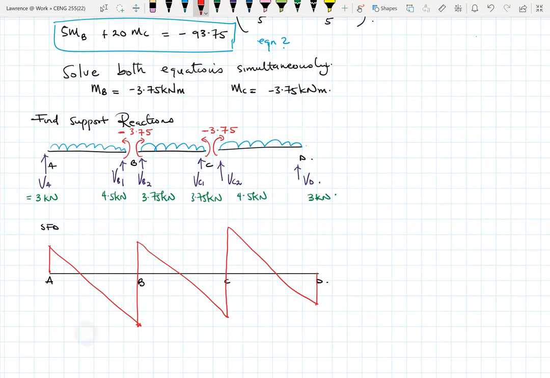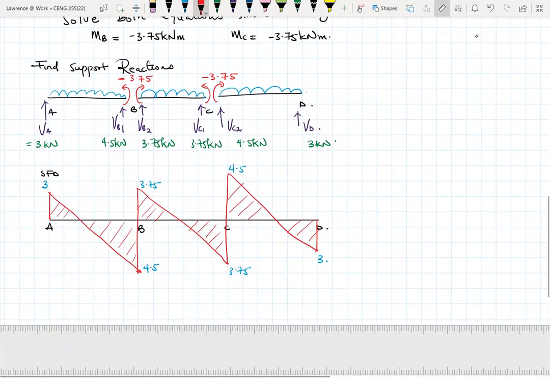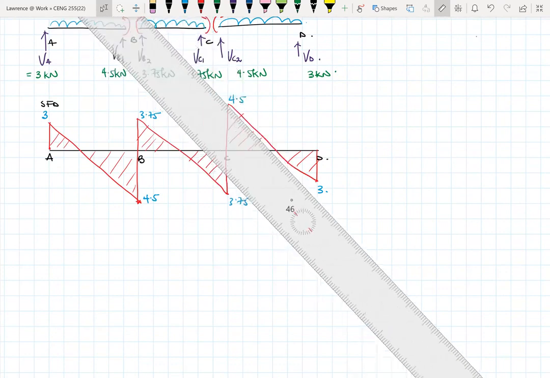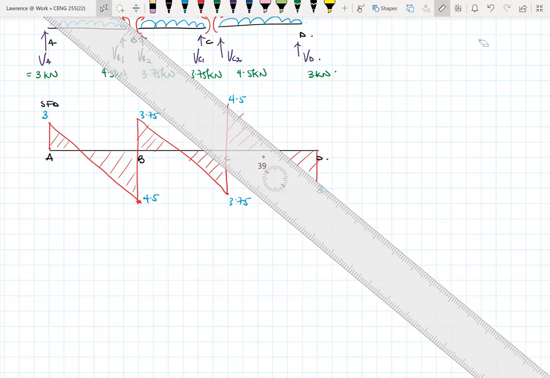So here's 3, 4.5, 3.75, 3.75, 4.5, and then 3. So this becomes your shear force diagram. Okay. You can just shade it if you want, but I mean, there's no need to do that. So please, the lines are straight lines. My hand is not straight. It's not curved. Okay. Let me see if I can draw a straight line between these 2 points.